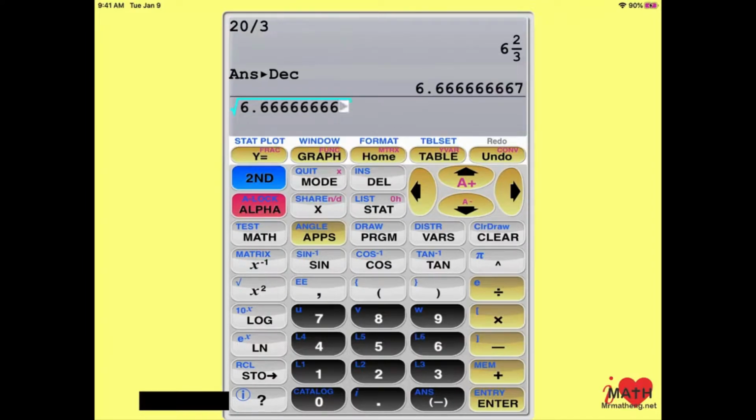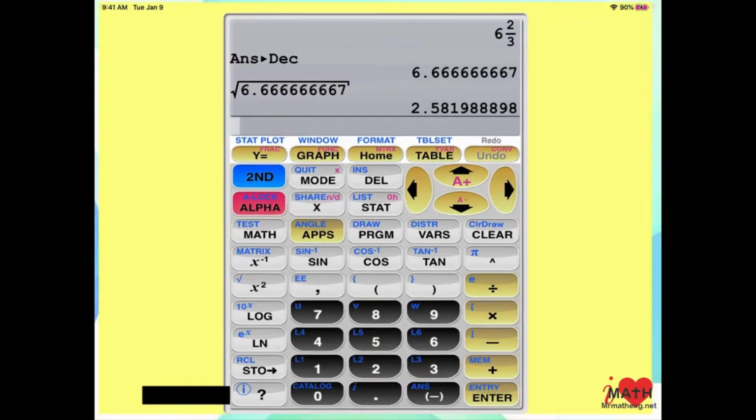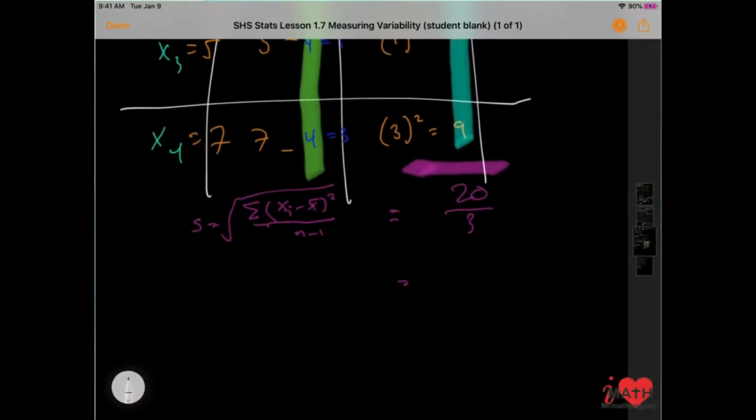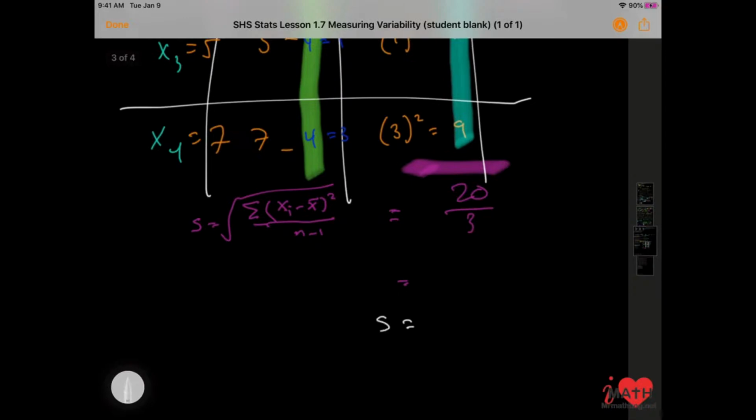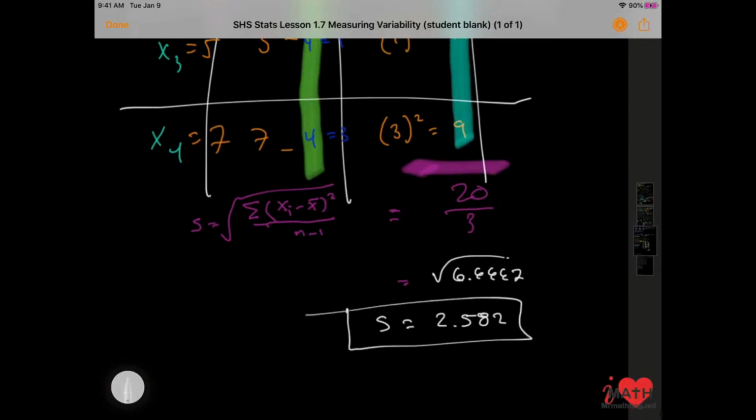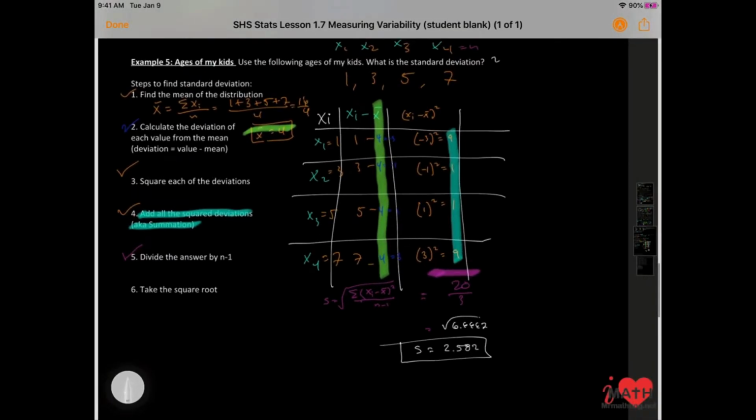You don't have to do exact. Okay, so I'm going to round to the nearest hundredth or thousandth, so that would be 2.582 would be the thousandths. Thousandths is 3 decimal places. So we had to take the square root of 6.6667, and that gave me a standard deviation of 2.582. Okay, so that answers the question of the standard deviation.